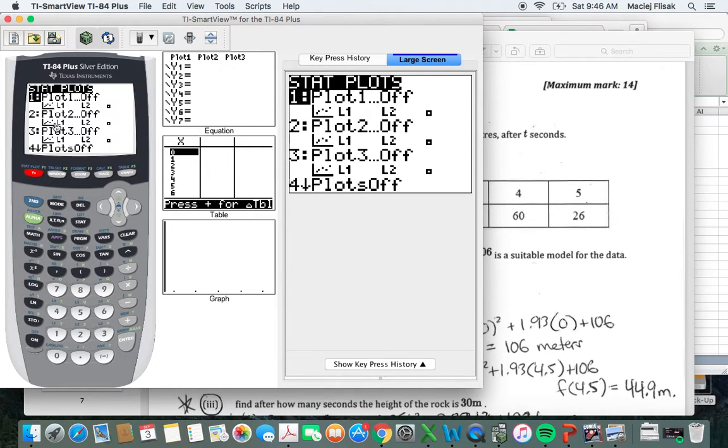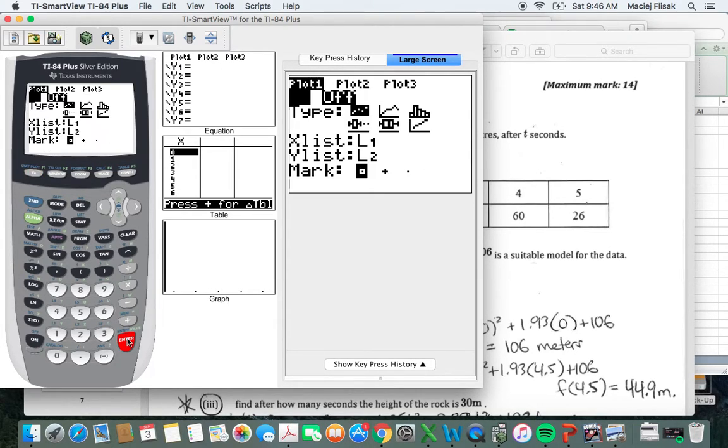There's all these things I can plot, but all of them say off, off, off. All right. Well, I'm going to go number one because that's the one we were filling in a table and it says off. So I'm going to press enter to select it and I'm going to change the off to on. All right. So press there.